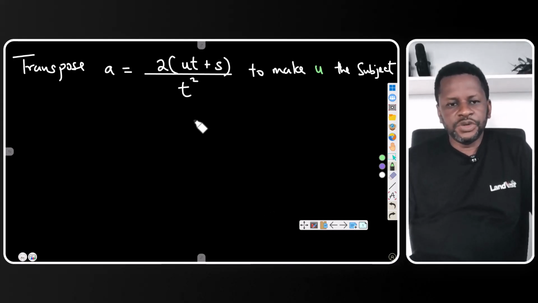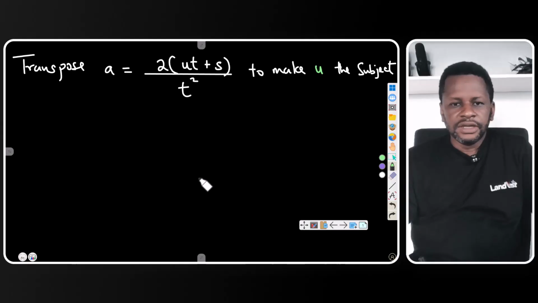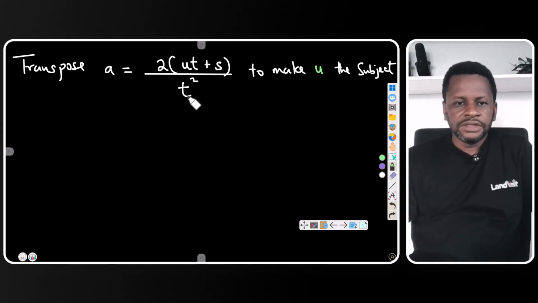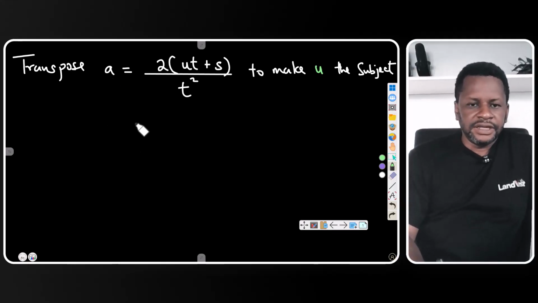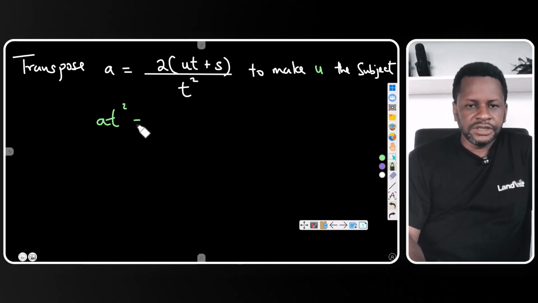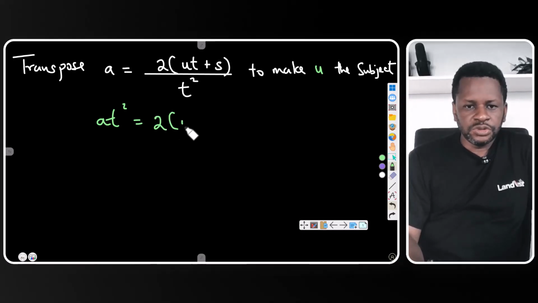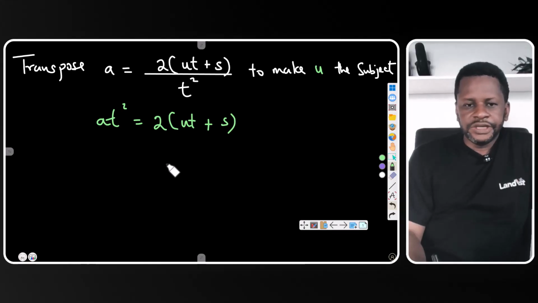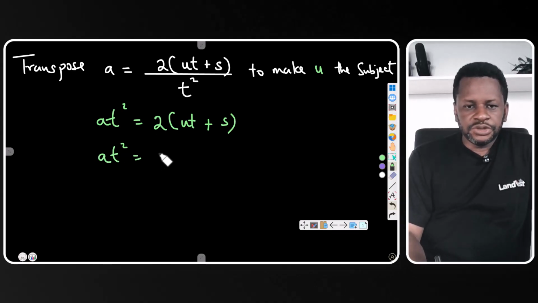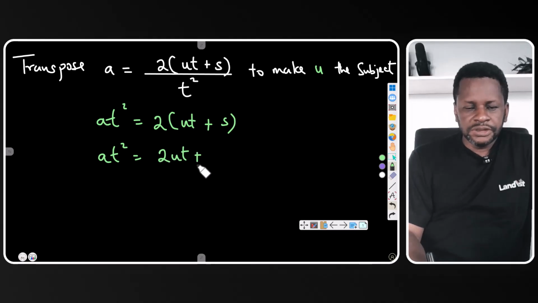All right, now we have this equation and we need to make u the subject. One thing you could do is multiply this t squared times the a on the left, and when you do that, you get a t squared, which is going to be equal to 2ut plus x. Next, you expand the bracket by multiplying by 2, so it's going to give you 2ut plus 2x.